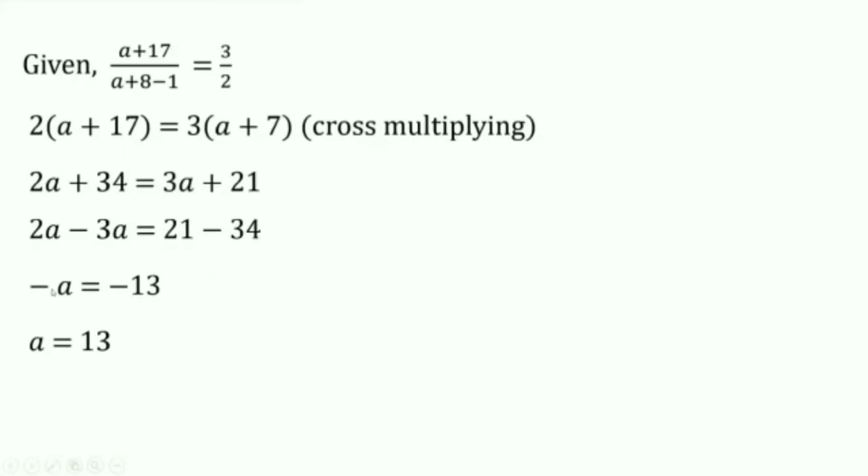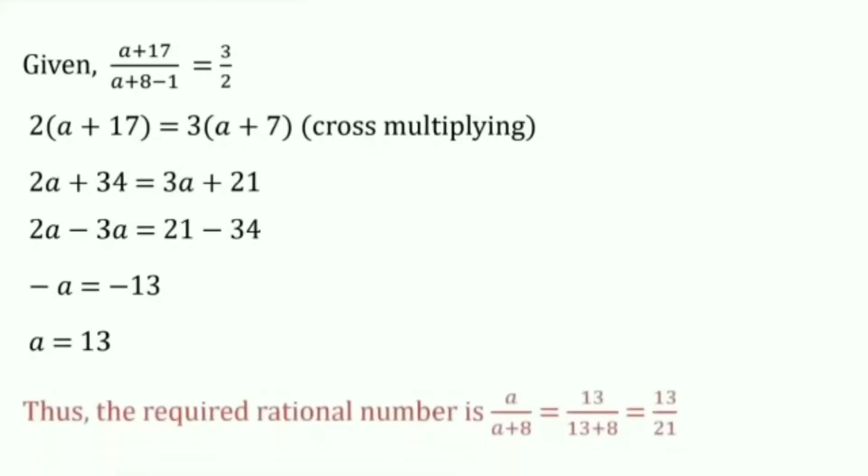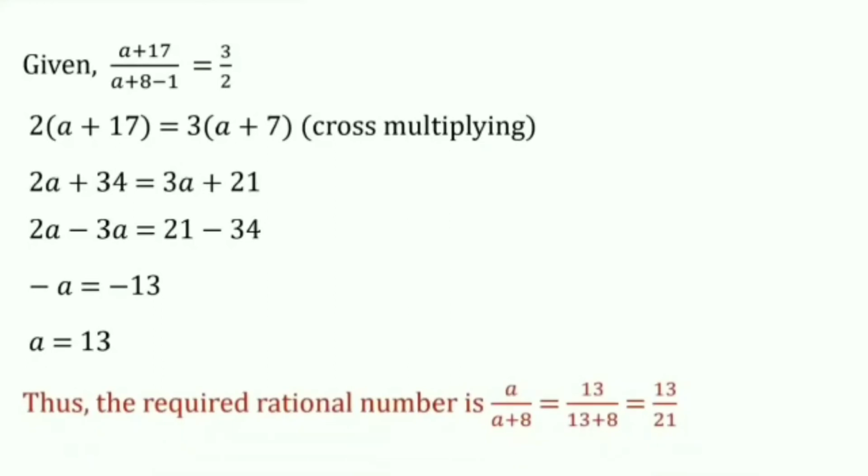So minus a is equal to minus 13. So a is equal to 13. So the required rational number is a upon a plus 8. A is 13, and a plus 8 is 13 plus 8, which is 21. So the number is 13 upon 21.